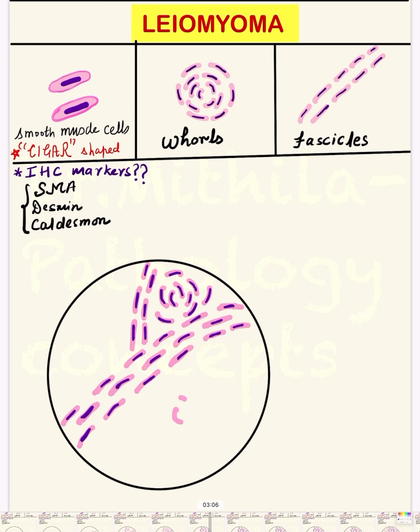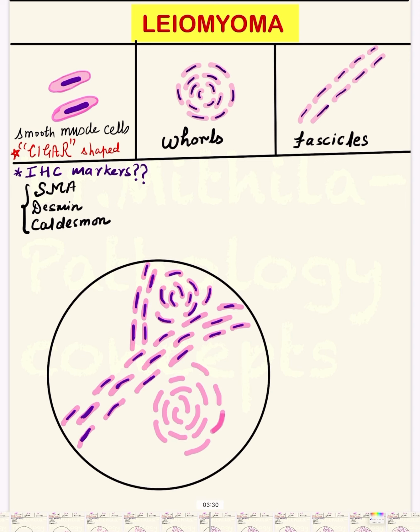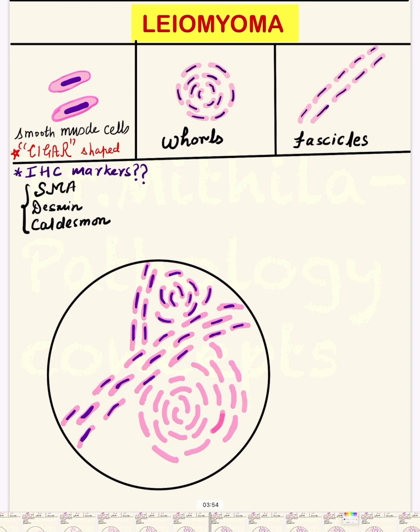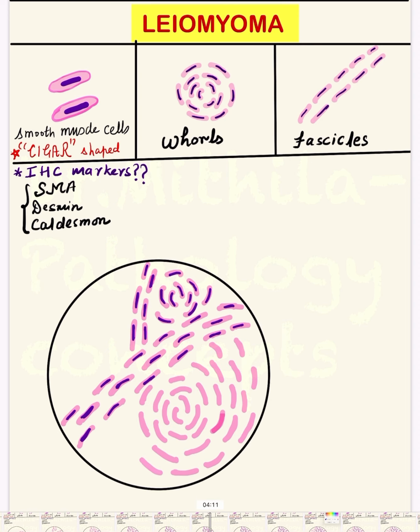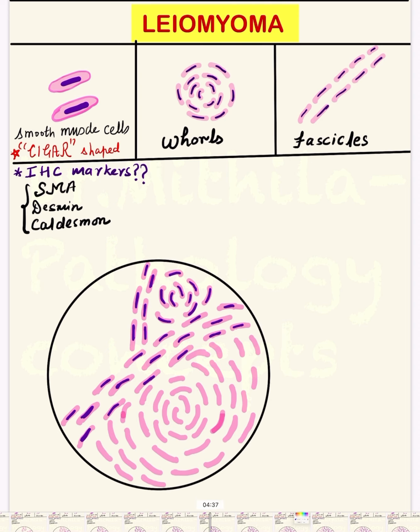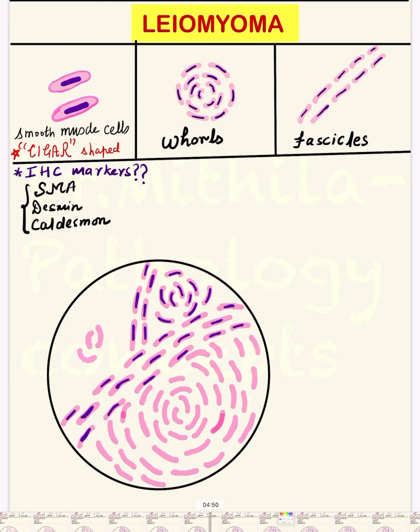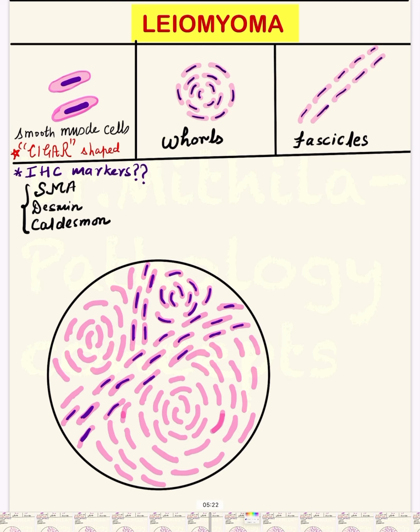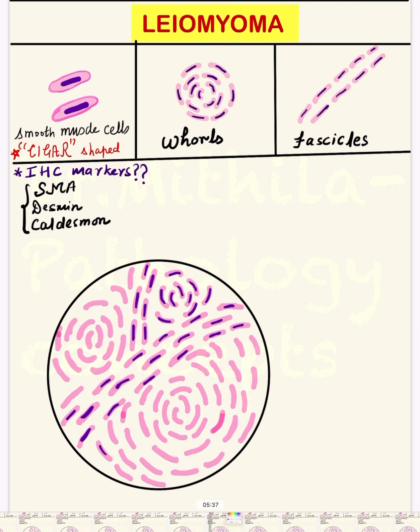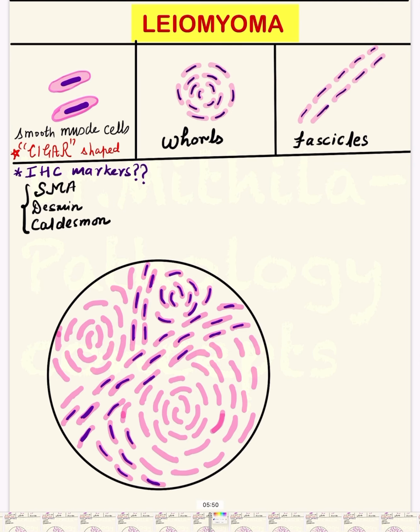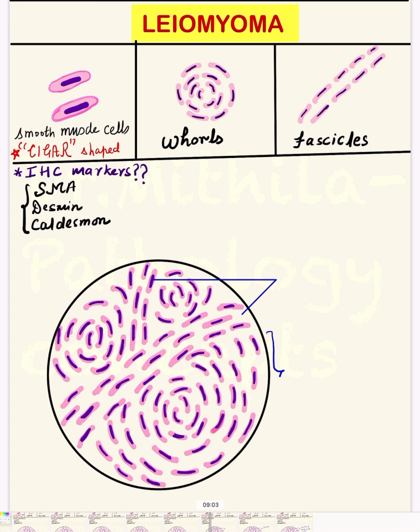So here you see we try to make the whirling pattern here. So cells are arranged in a circular manner. This is how we make a whirling pattern on microscopy. We make the nucleus at the end just to save time. So in the last we add the cigar shaped nucleus to every cell. So this is how we make the diagram: fascicles, whorls of smooth muscle cells in case of leiomyoma.